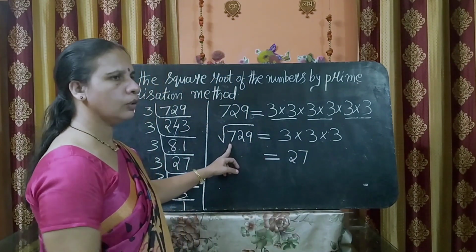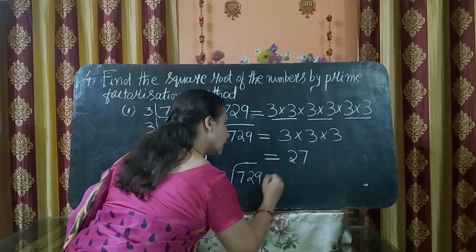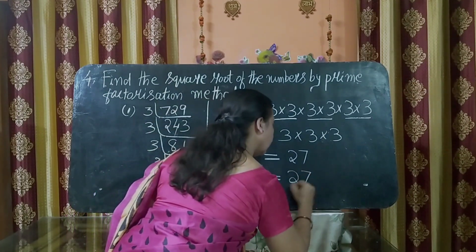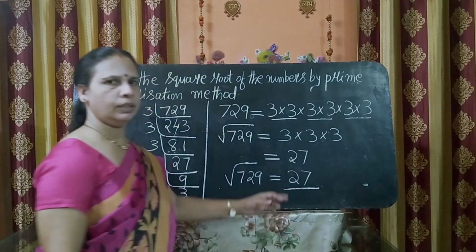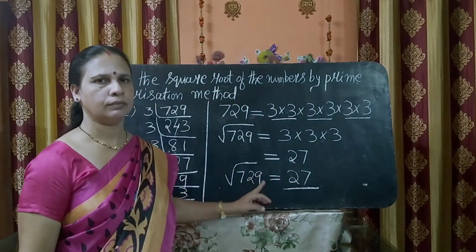So here the square root of 729 equals 27. We know that 27 into 27 is 729.